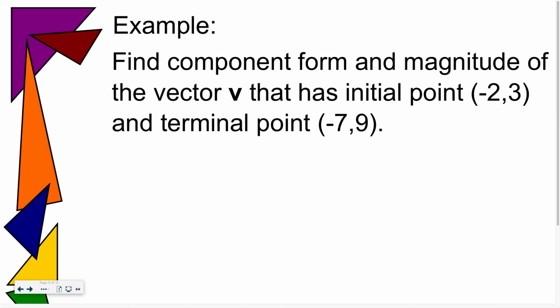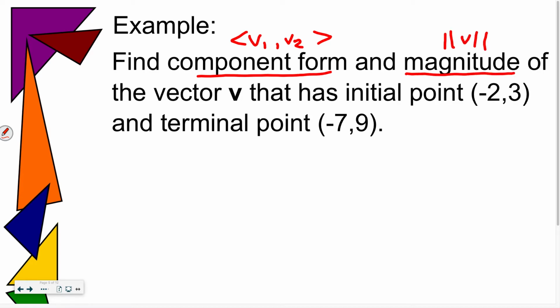You are given 2 points, and you want to get component form and magnitude, right? Okay, so we want to get the component form, v sub 1, v sub 2 with the angled brackets, and we want the magnitude, which is represented like this, the magnitude of v. So in component form, if I am given 2 points, initial and terminal, do terminal minus initial for the x's, terminal minus initial for the y's, and that'll give me my component form.